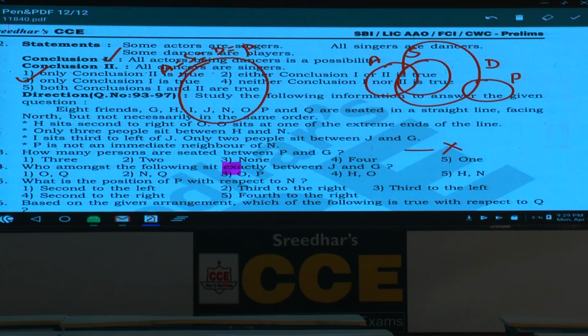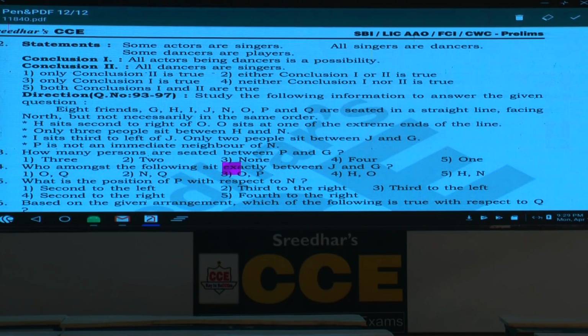Done with this? Now, this is about question numbers 88 to 92. Then afterwards, 93 to 97. Now, these 5 questions are based on row arrangement. Eight friends J, H, I, and so on, N, O, P, Q are the 8 persons seated in a straight line facing north, but not necessarily in the same order.